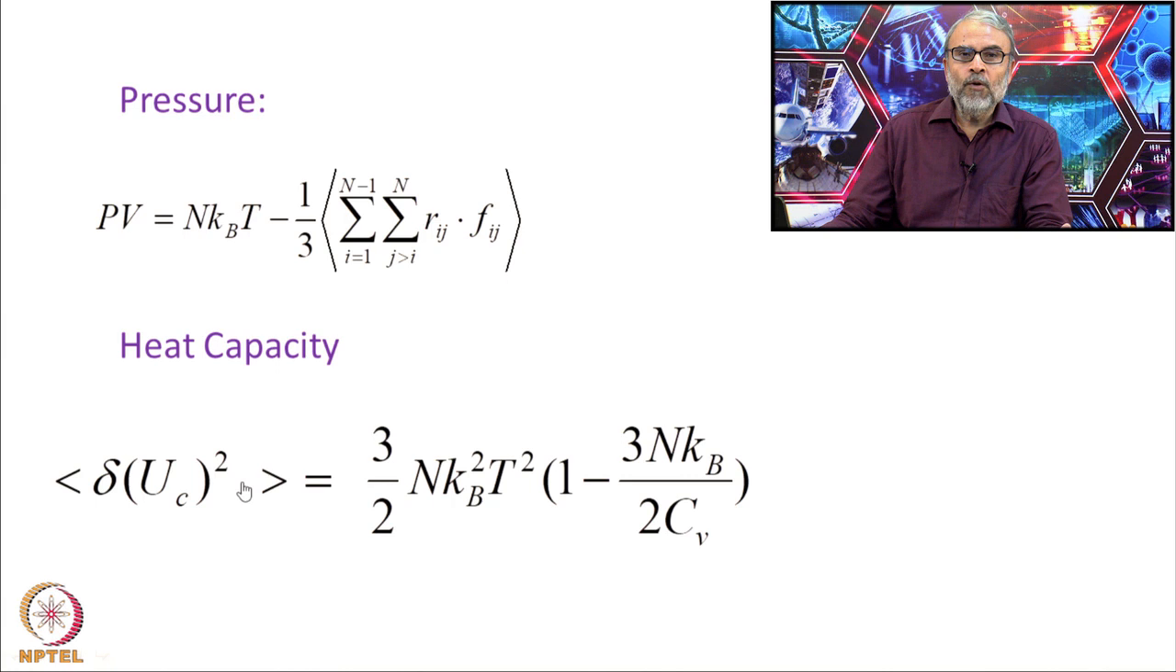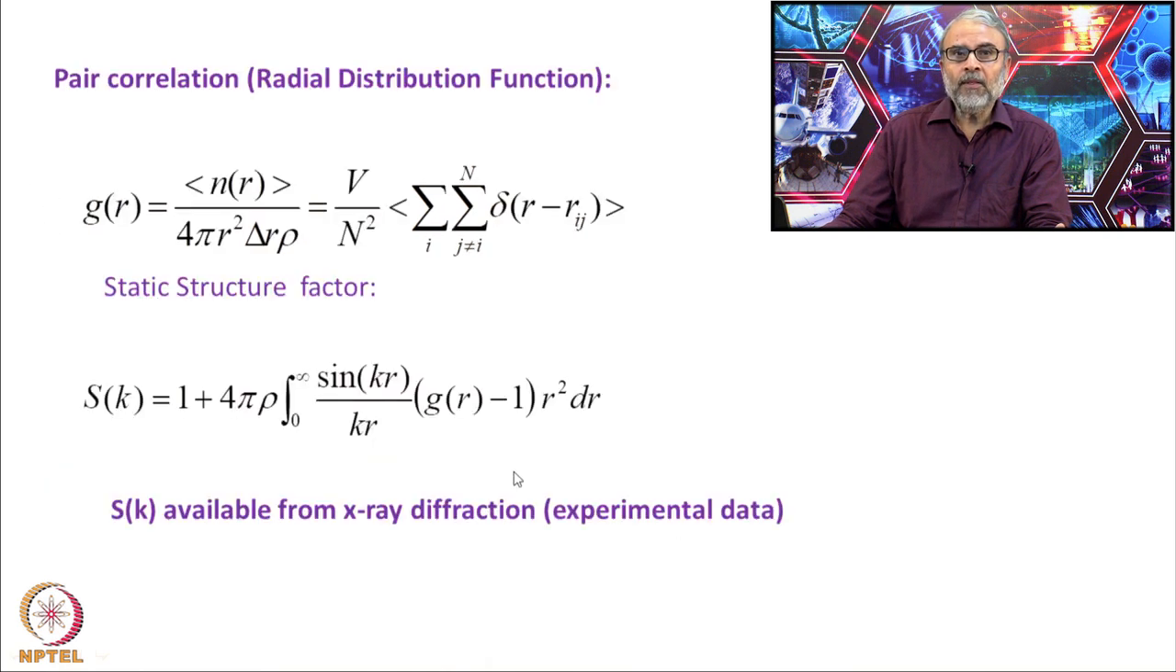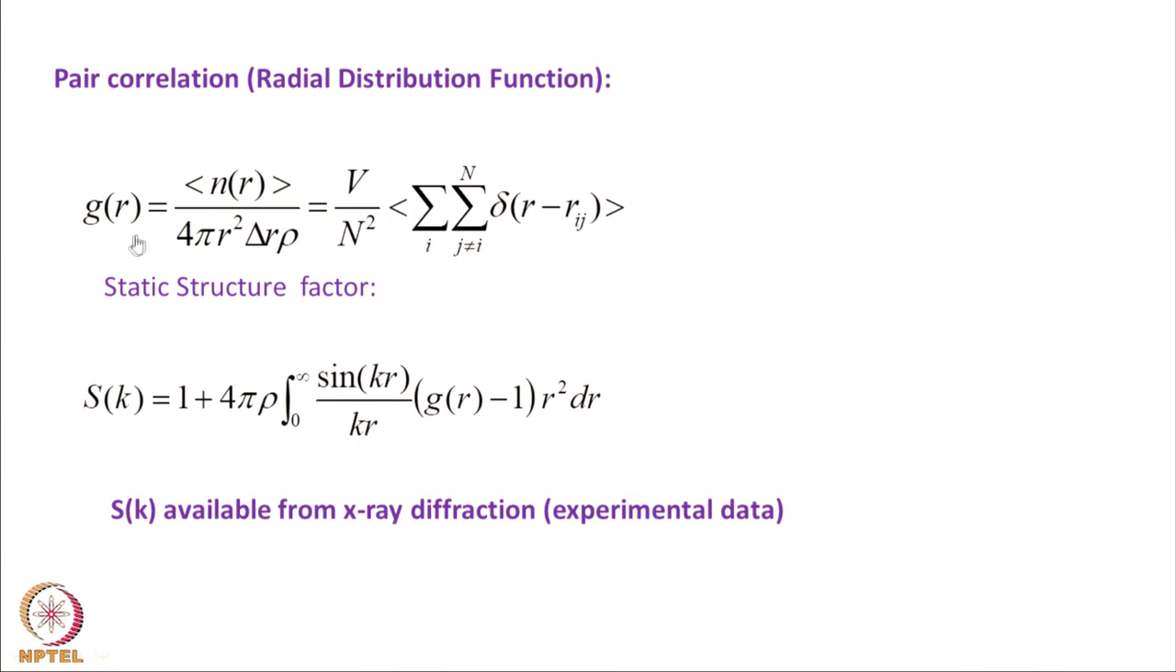So, in addition to my trajectories, which are positions and momenta as a function of time, there is now a formula to calculate pressure as well as heat capacity. Then we come to probably the most important term in this entire simulation, which is called the radial distribution function. We will spend some time understanding what this radial distribution function is.